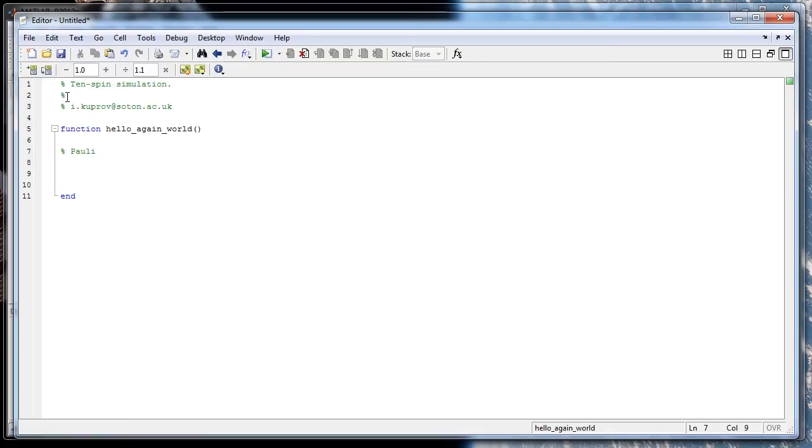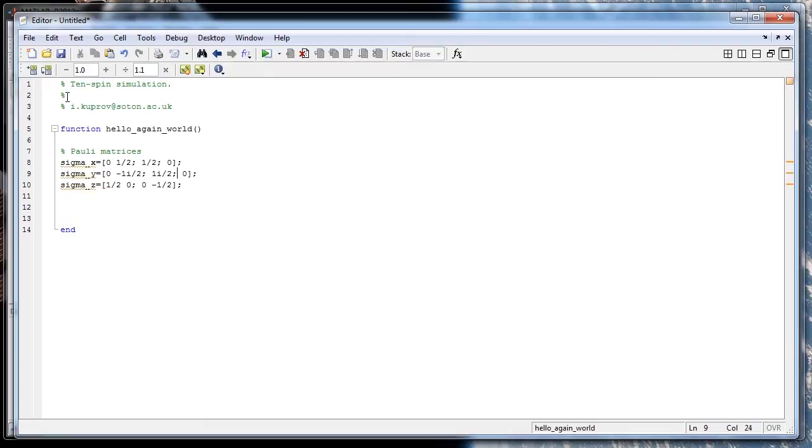So Pauli matrices, sigma x was 0, a half, a half, 0, sigma y was 0, minus 1i over 2, 1i over 2, 0, and the sigma z was a half, 0, 0, minus a half.